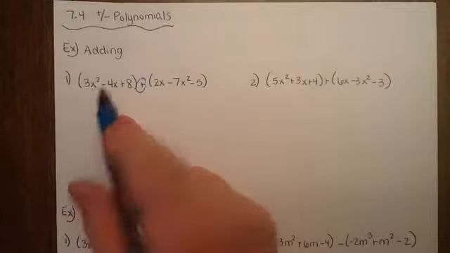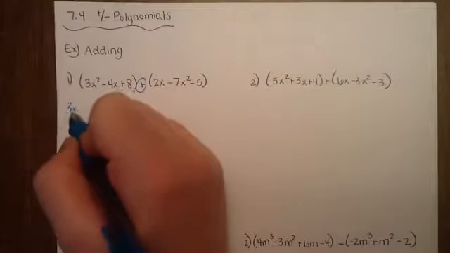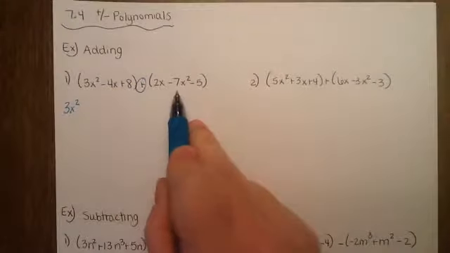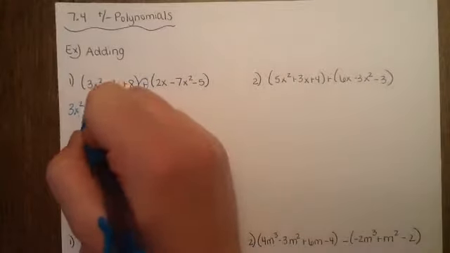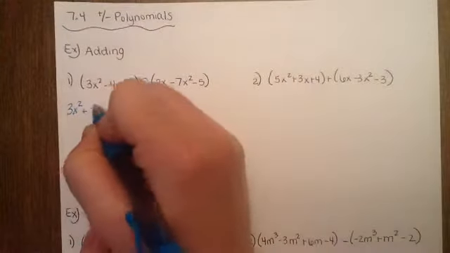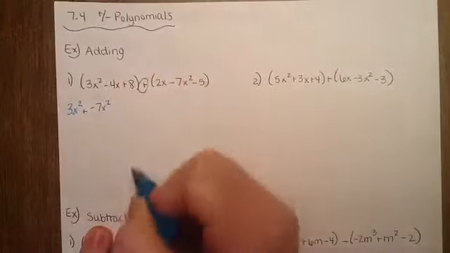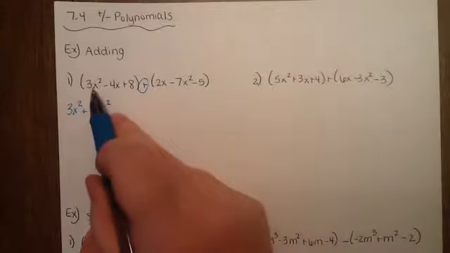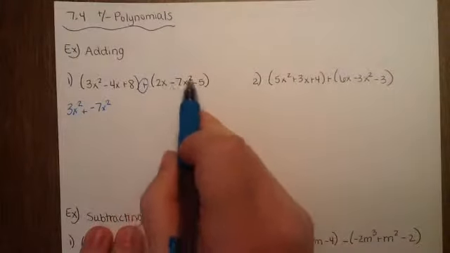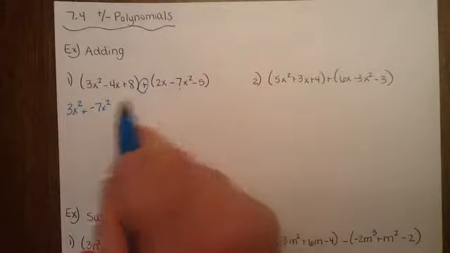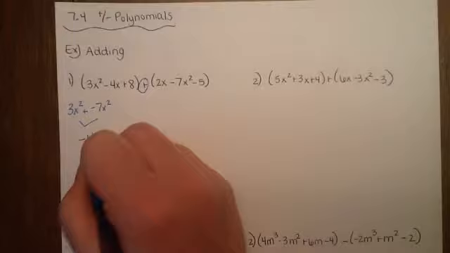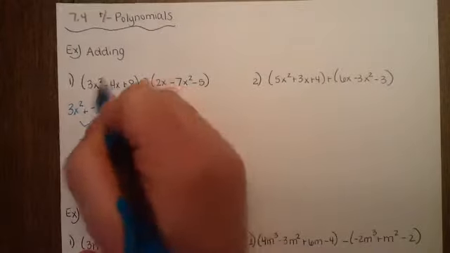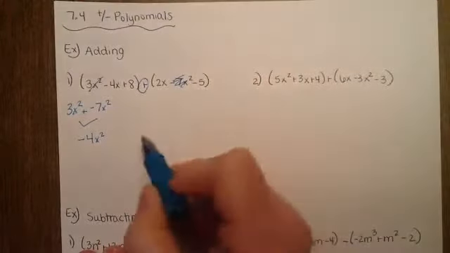So let's start with 3x squared. What can I add to it from over here? Plus a negative 7x squared. Those two pieces match, so I'm going to take this plus this term here. And we get negative 4x squared.